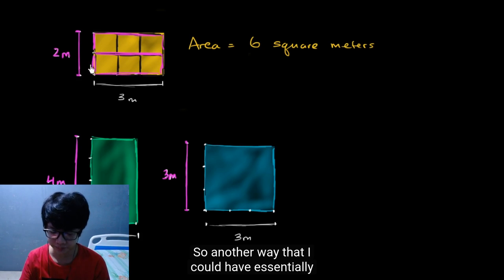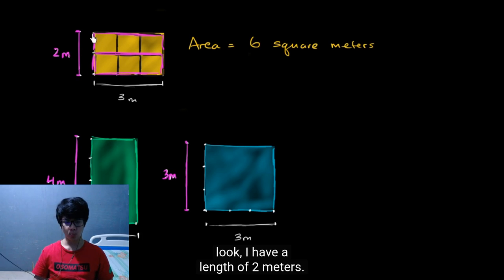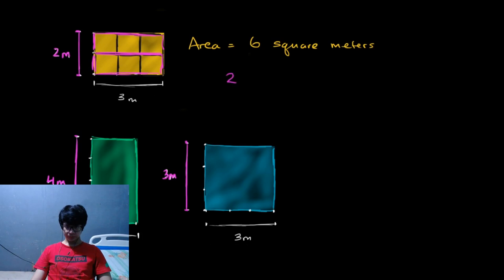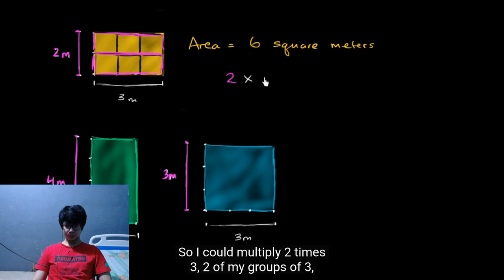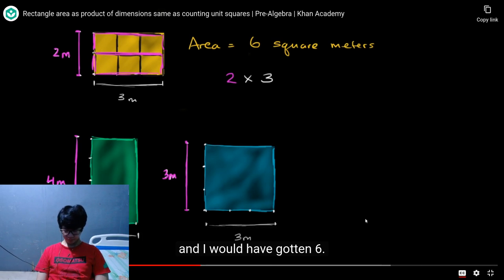So another way that I could have essentially counted these 6 things is I could have said, look, I have a length of 2 meters, so I'm going to have 2 groups of 3. I could multiply 2 times 3, 2 times 3, 2 groups of 3, and I would have gotten 6.